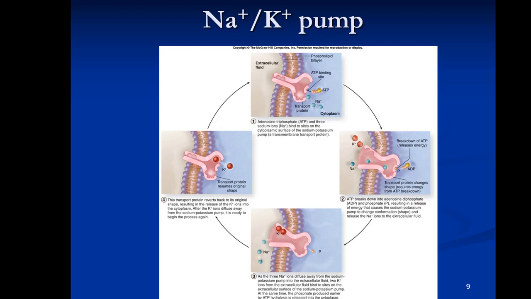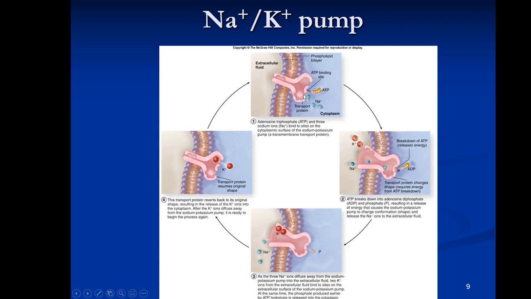Anytime you hear the word pump on a cell membrane, it basically means it's going to do some work. It's going to pump something, which generally means it's going against its concentration gradient. That would mean moving from a low concentration to a high concentration. In this example, this is probably the most common ion pump that we have. It's called the sodium-potassium pump. It's a transport protein embedded in the cell membrane.